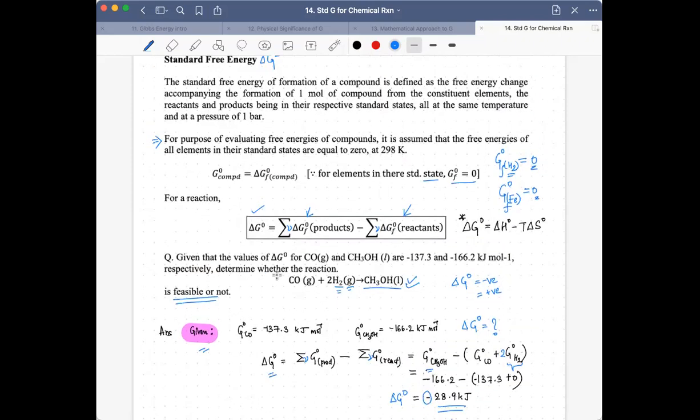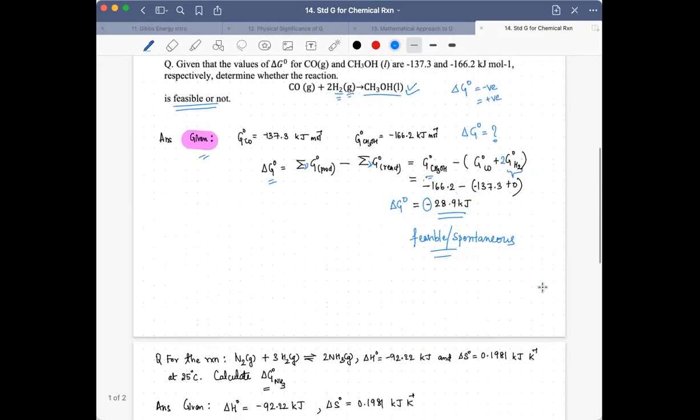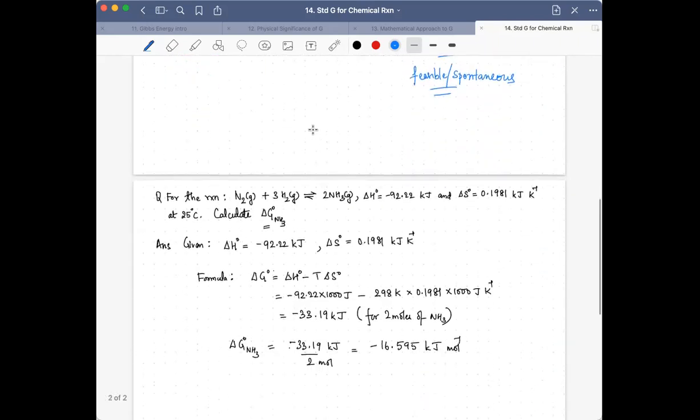Now, sometimes you are not given the delta G naught of formation of the various reactants and products. But in that case, you can use this particular formula, which we already know by definition: delta G is equal to delta H minus T delta S. Since we are talking about the standard state, we include these standard notations. Now let us look into a numerical connected with this, and then wind up this video.